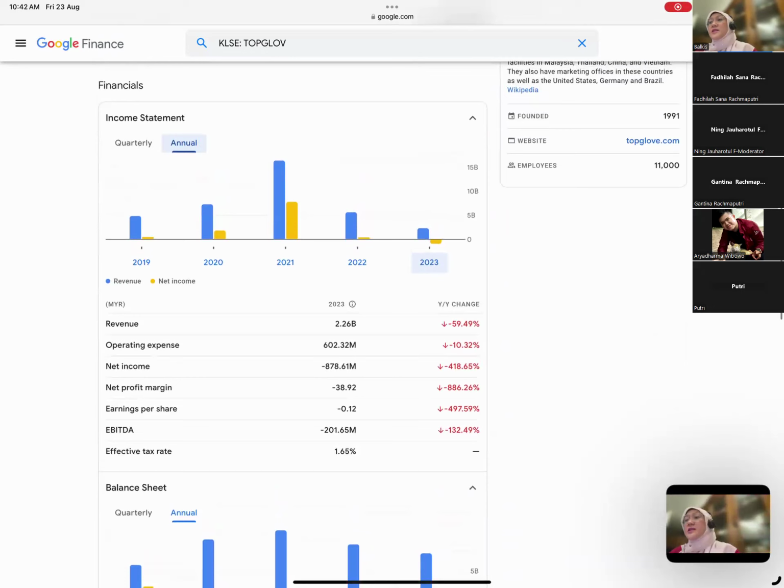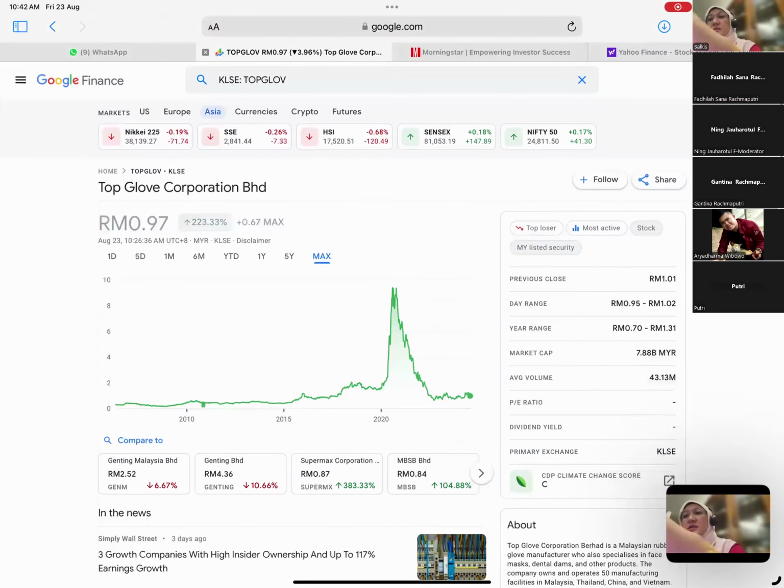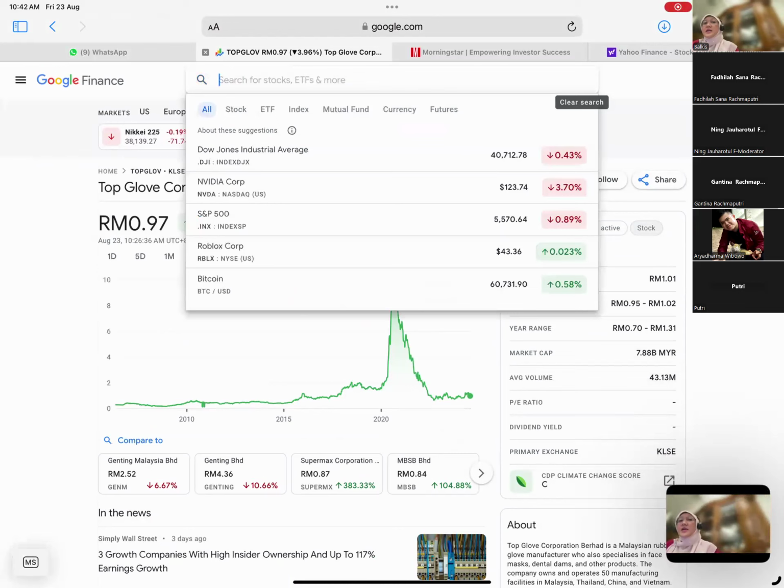we have all the company financial data. Let's say this is the Malaysian data. In Google Finance or Yahoo Finance or Morningstar, it has all the listed companies available across the globe.